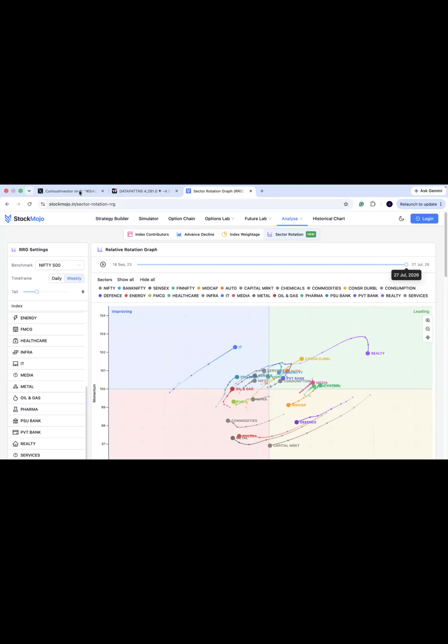So a particular understanding of how a particular sector works, like in the defense sector, as you told, every stock has a good order book, but just the order book won't help the stock prices move to the upside. There should be execution as well, and I think so.